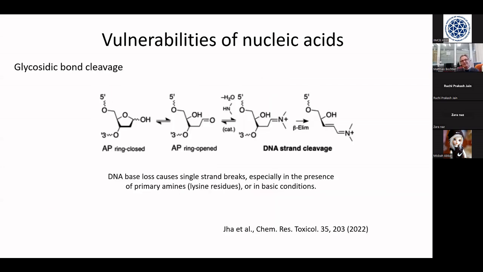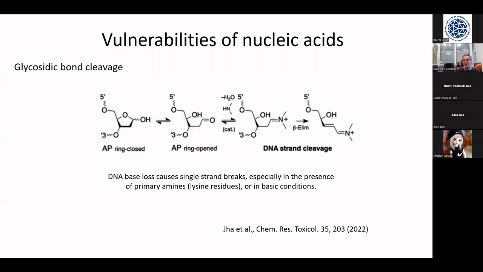Finally, glycosidic bond cleavage. Glycosidic bond cleavage means that we lose the bond between the base and the deoxyribose. And that's actually bad, and this is to show you why it's bad. It's bad because once you lose the base, you're very much in danger of breaking the backbone of the DNA in addition. With the loss of the base, which is hydrolytic, you get the possibility for a ring open form of your deoxyribose.